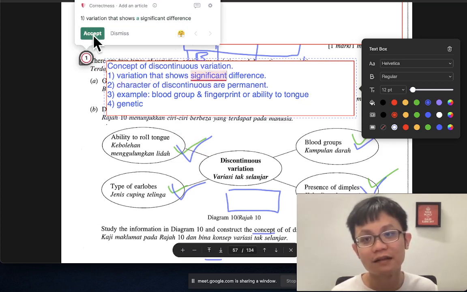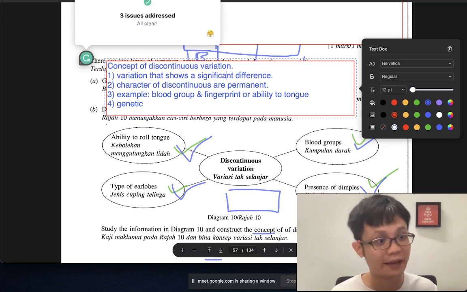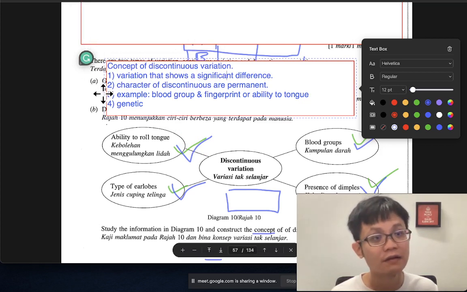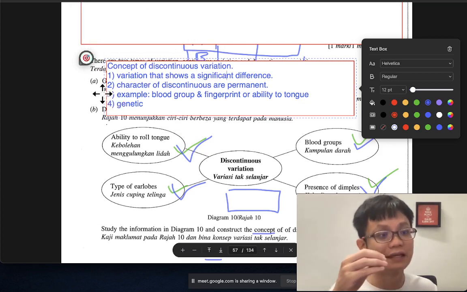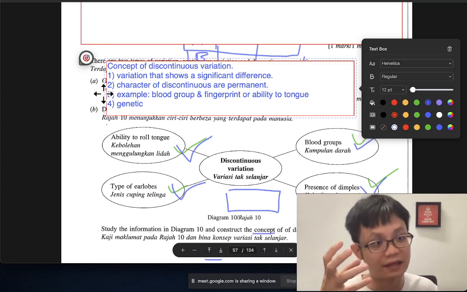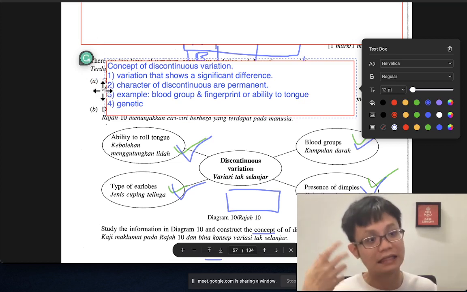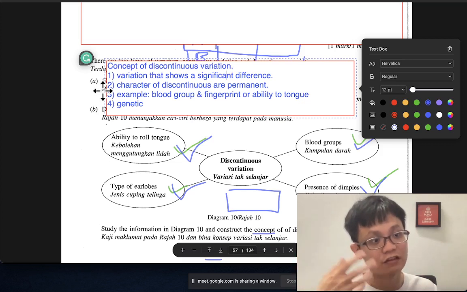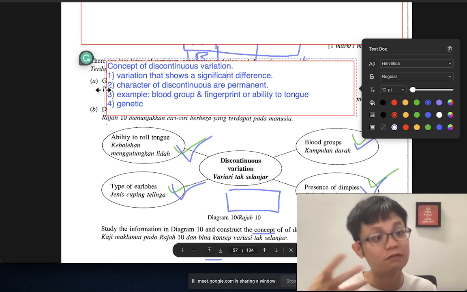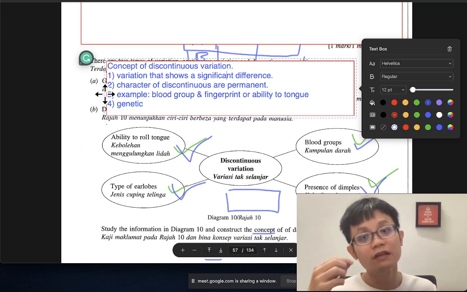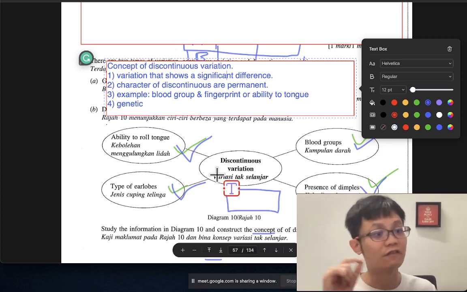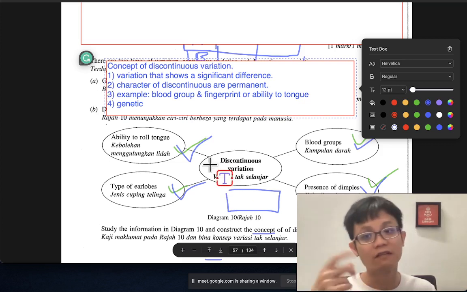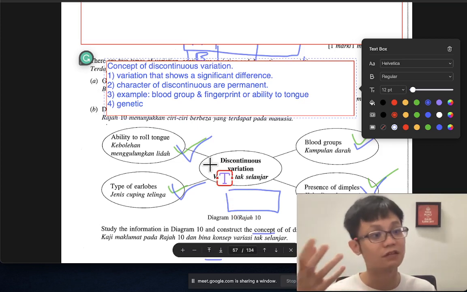Okay, there's a difference between concept and definition. Definition means when we ask something, the people explain the something. That is called definition. When you're talking about room temperature, can you give an operational definition of room temperature? In this segment, can you give the operational definition of discontinuous variation, or can you give the operational definition of the ability to roll tongue, for example?